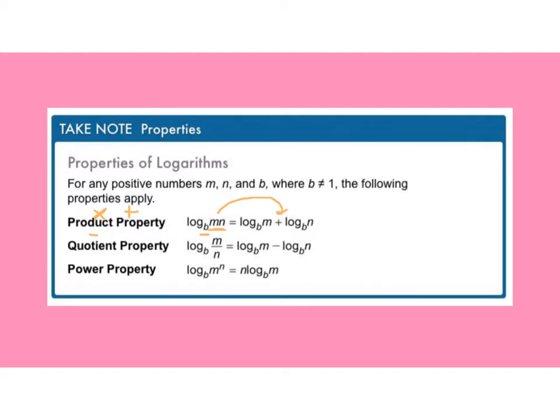So product means multiply, and we're taking it from multiplication and putting it into addition. Quotient we know means divide. So when two logs are being divided, we can split them up and we can subtract them. So the quotient property, when two logs are divided, we're going to subtract. So dividing goes with subtraction.